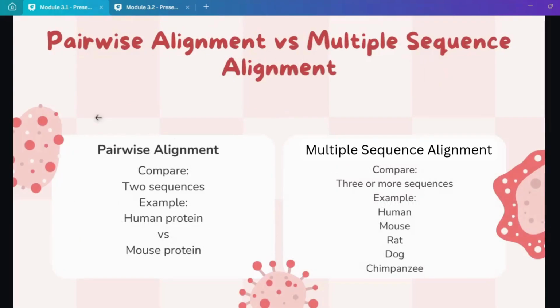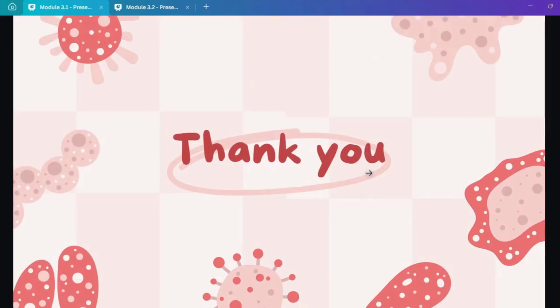Now, one small difference: pairwise alignment. Here we compare two sequences, for example, human protein versus mouse protein. Simply two sequences. In multiple sequence alignment, we compare three or more sequences. For example, if we compare human, mouse, rat, dog, and chimpanzee, we are taking three or more sequences and comparing them together. We will learn both in the next module.